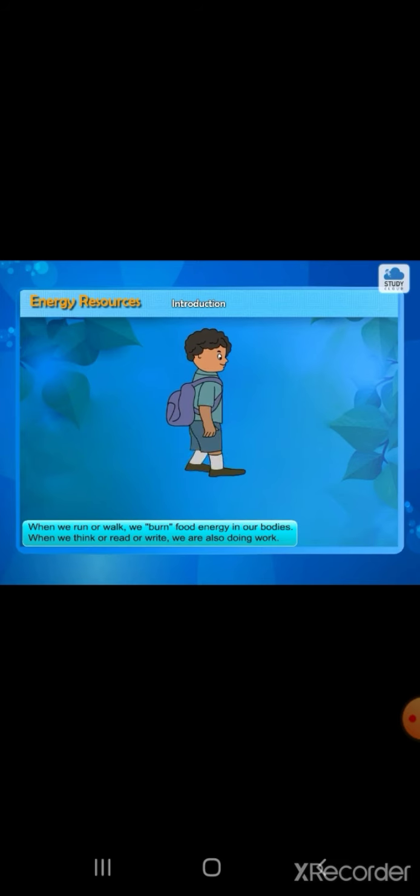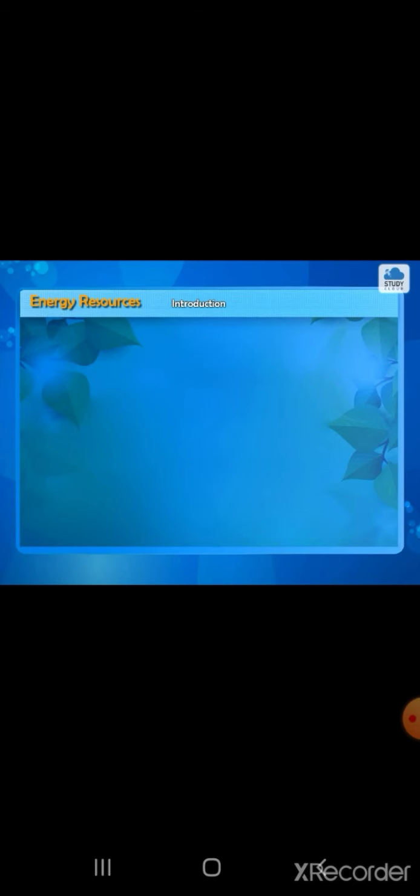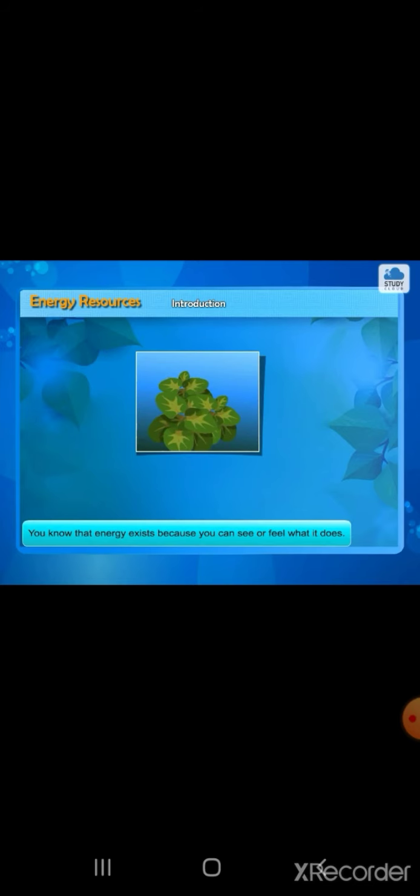When we run or walk, we burn food energy in our bodies. When we think or read or write, we are also doing work. You know that energy exists because you can see or feel what it does. To find energy, look for motion, heat, light, sound, chemical reactions, or electricity.